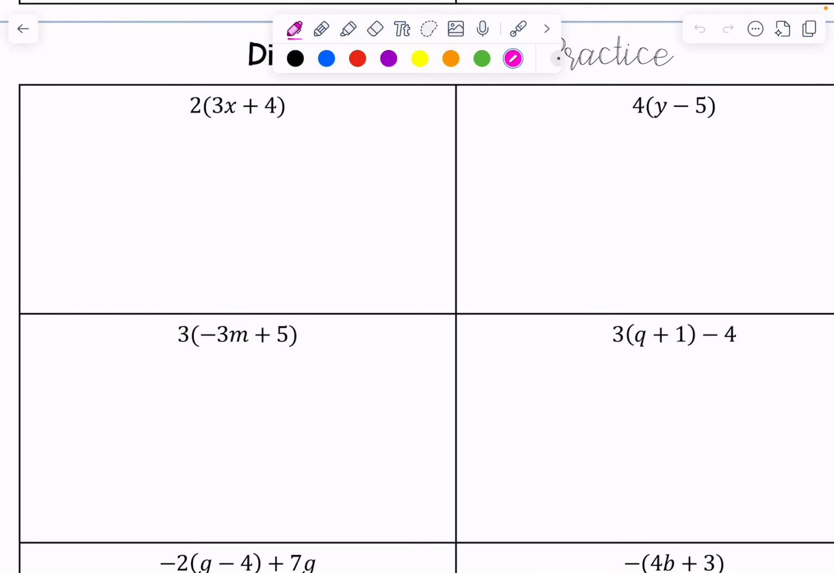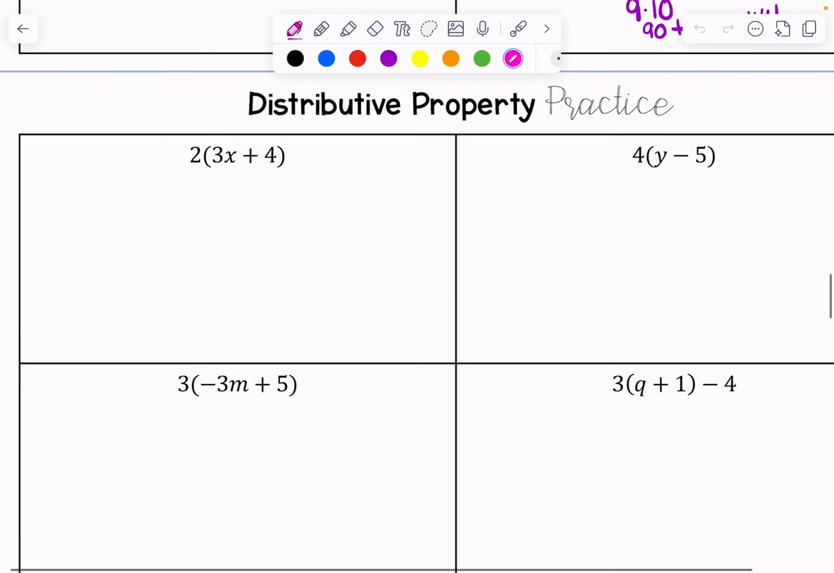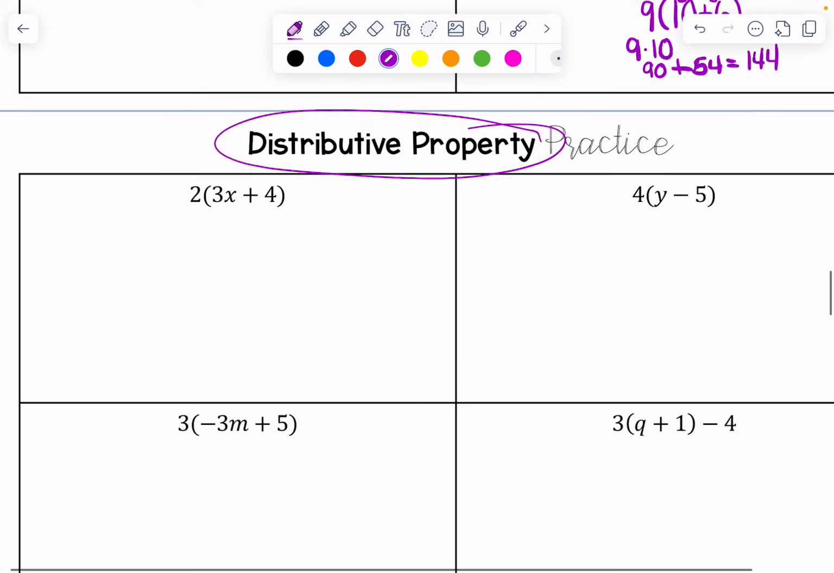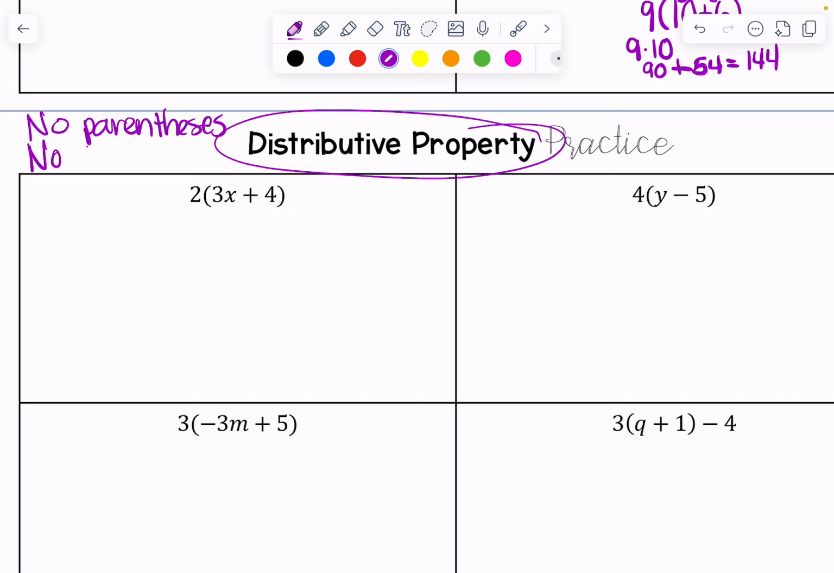Hello, 7th graders. Today we're going to be talking about the distributive property, and we're going to be simplifying algebraic expressions using the distributive property and then also using what we know about combining like terms. So a couple of things I want you to remember as we go through this. An algebraic expression is in simplest form when there are no parentheses, and no like terms.